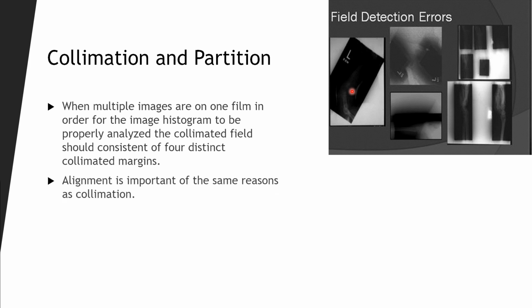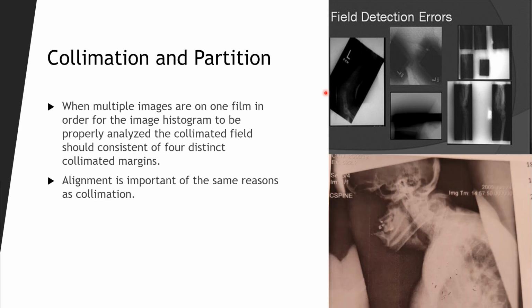Alignment is important for the same reasons as collimation, as we said right here. And this is an example of alignment errors. One image was being taken and another image was being taken on the same cassette, and they got crossed over here. So we have multiple images. This is one main image, this is another main image. So this is an example of that.